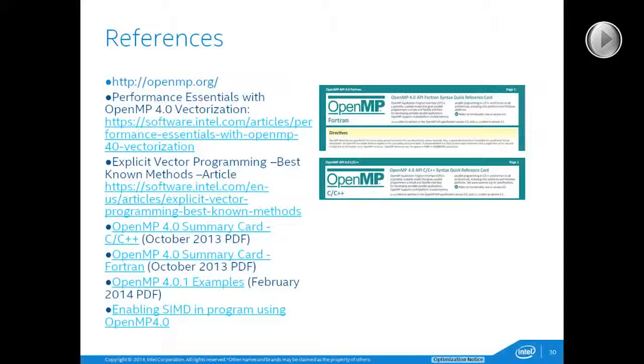It asks, can we target the same for loop using OMP parallel and OMP SIMD pragmas? Yes, you can do that. As for how to do that, I have explained it in the article on enabling SIMD in programs using OpenMP 4.0, which is the last bullet in the reference slide here. That article clearly explains how to target that.